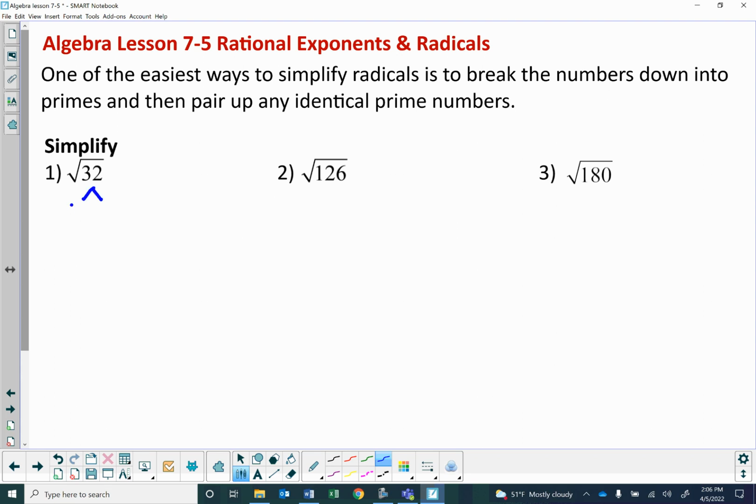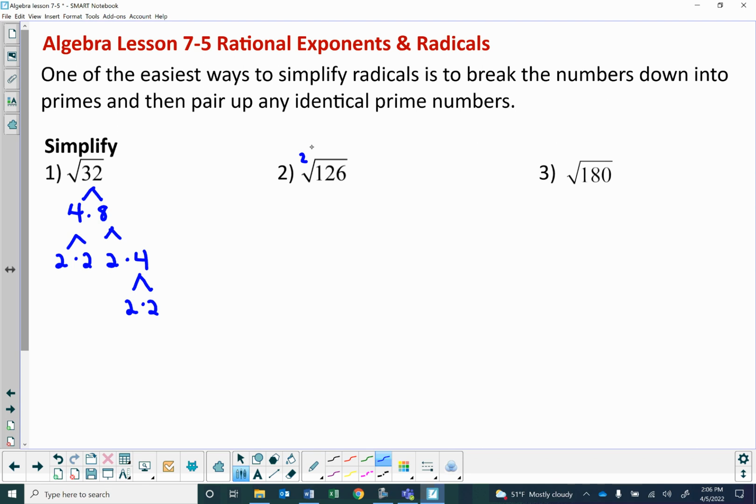So if I break this down, I know this is 4 times 8. 4 is 2 times 2. 8 is 2 times 4. And 4 is 2 times 2. My index number is a 2, because remember, if it's not expressed, a square root has a small little 2. They just don't put it there. They don't start putting the index number in until you have a 3. So I need groups of 2. I need to pair up everything that comes in groups of 2, like shoes and socks.